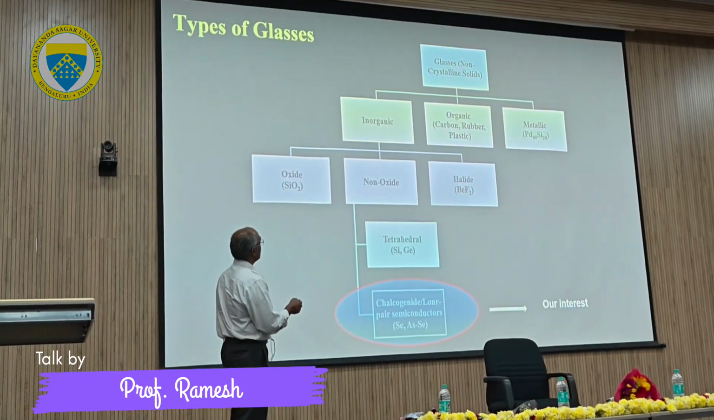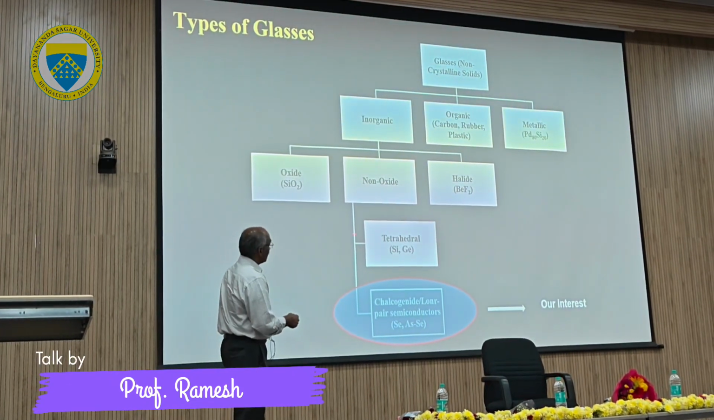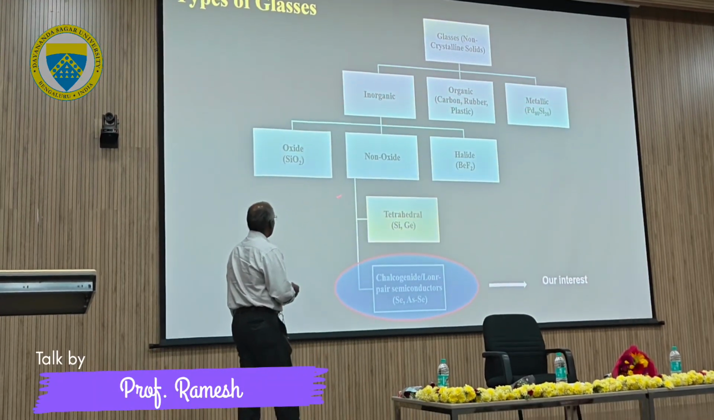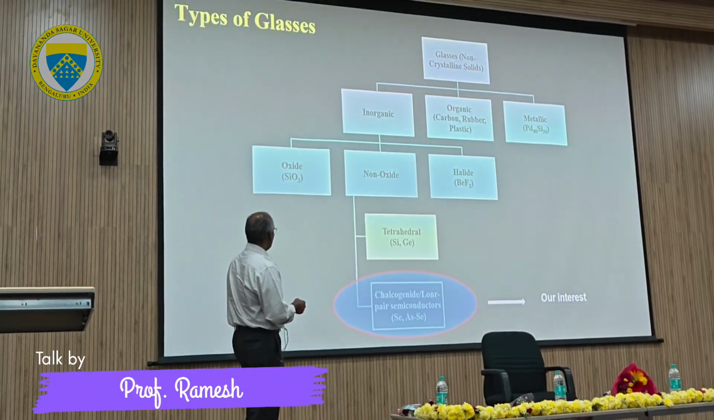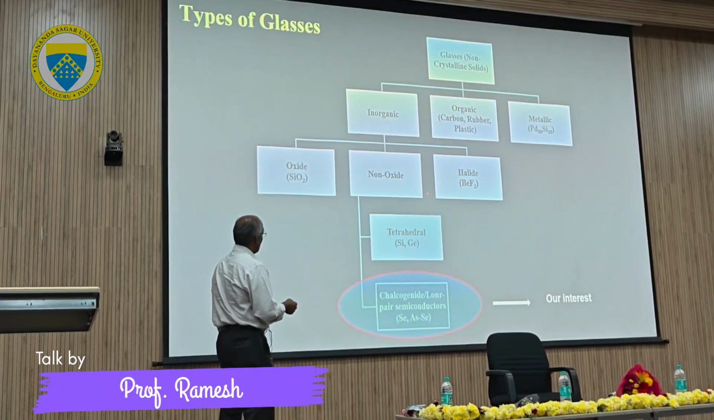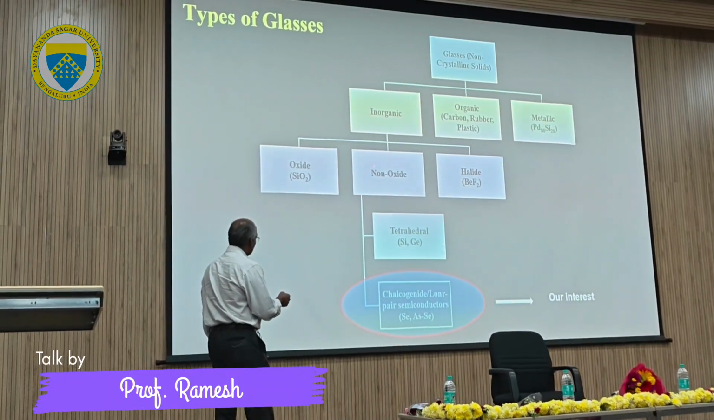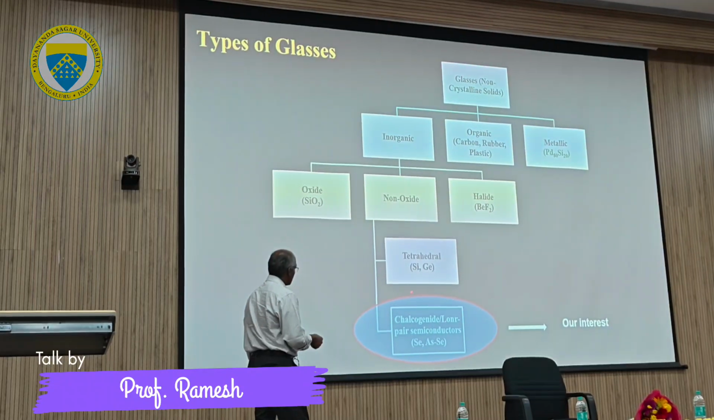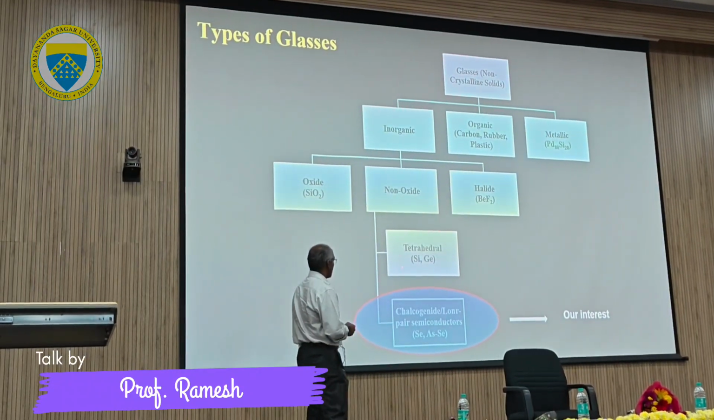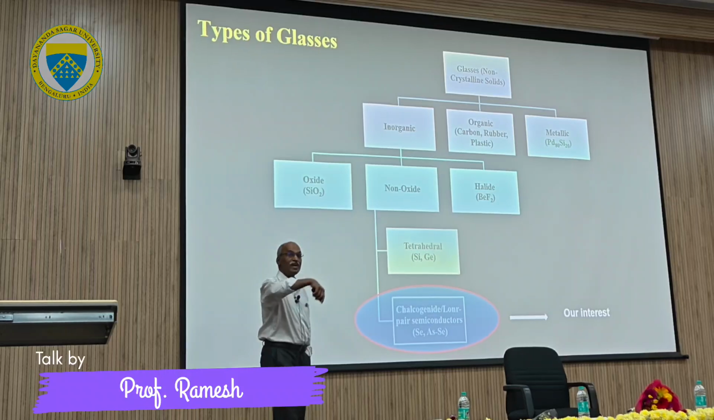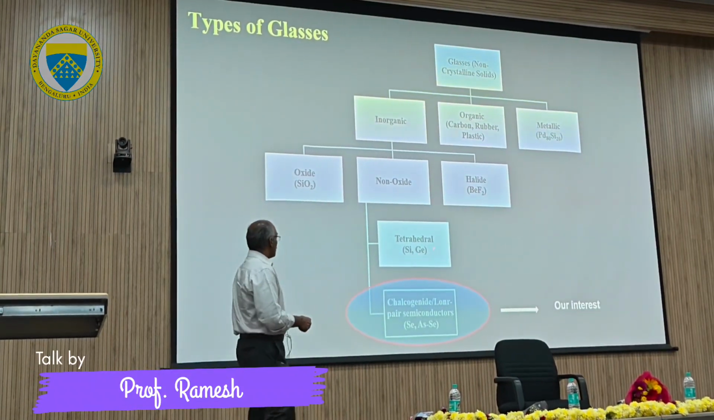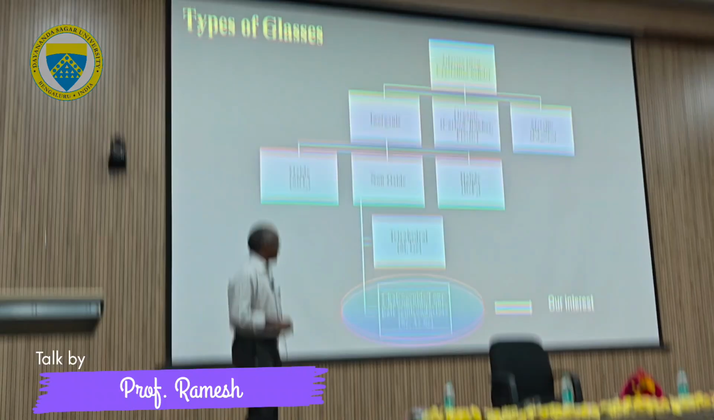We have inorganic glasses, organic glasses, and even metals can be made into glasses. And in the inorganic, you have oxides, non-oxides, and halides. And so we concentrate on non-oxide glasses. You have 2 types of non-oxide glasses. One is tetrahedral, that is group 4 based silicon and germanium, well known semiconductors. So they can be formed into amorphous state.